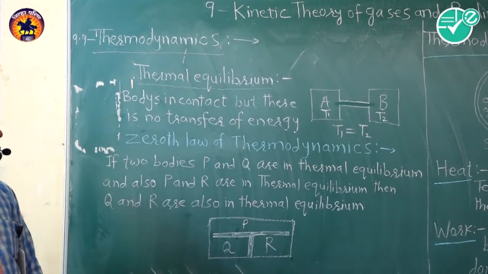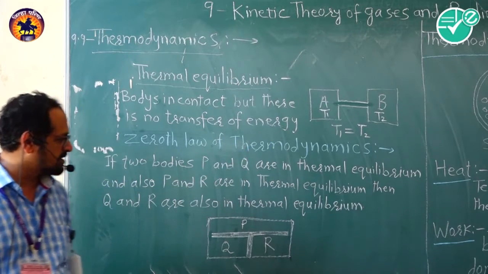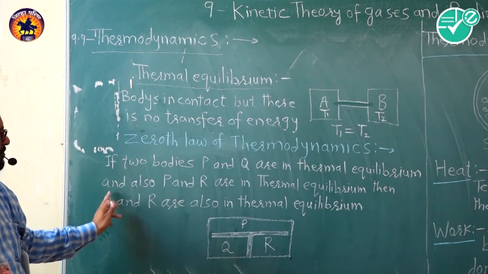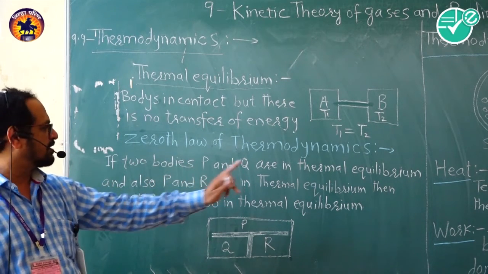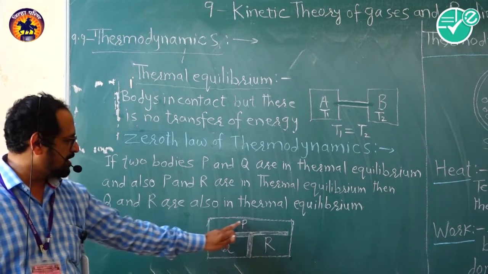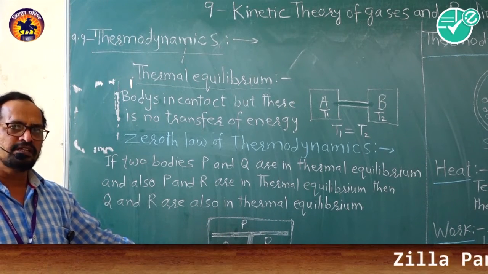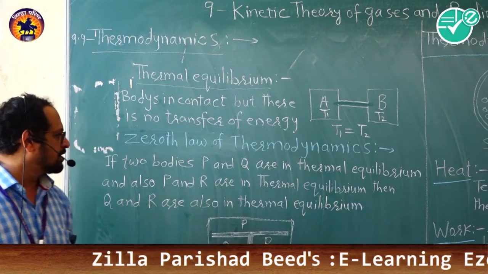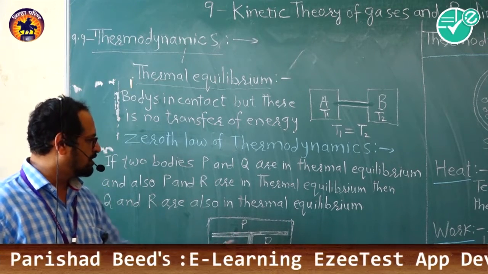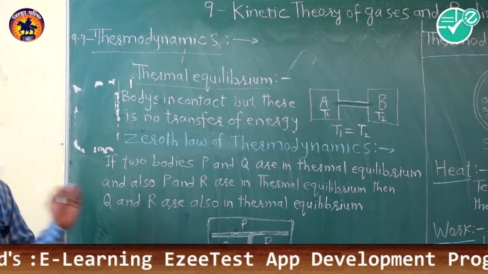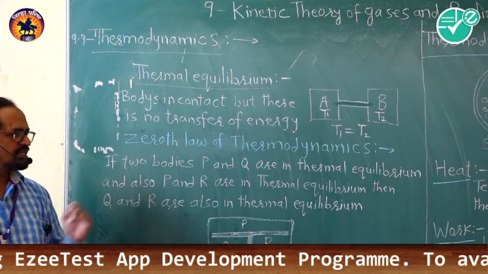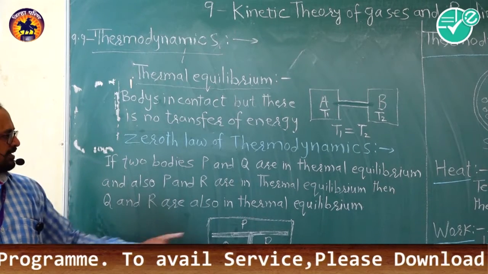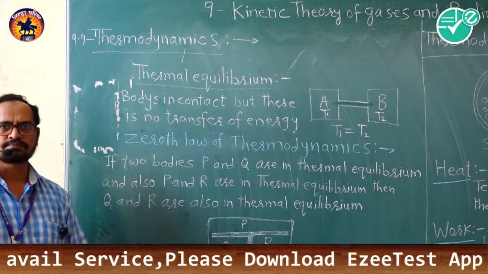And this is the zeroth law of thermodynamics, which states that if two bodies P and Q are in thermal equilibrium, and also P and R are in thermal equilibrium, what is thermal equilibrium? I have told you. Then Q and R, both bodies which are not connected with each other, have no transfer of heat, but they have the same temperature. And this is the zeroth law of thermodynamics.